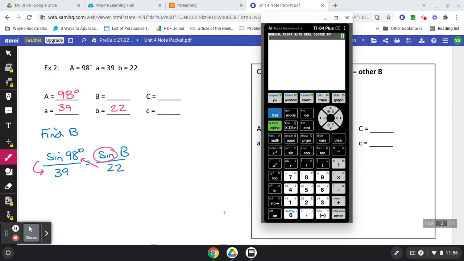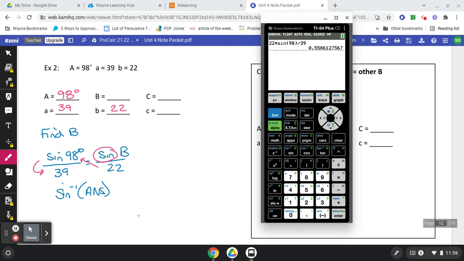All right, 22 times the sine of 98, close the parenthesis, divided by 39. Cross multiply and divide. Then make sure you take the inverse sine of the answer, of the decimal that you got.